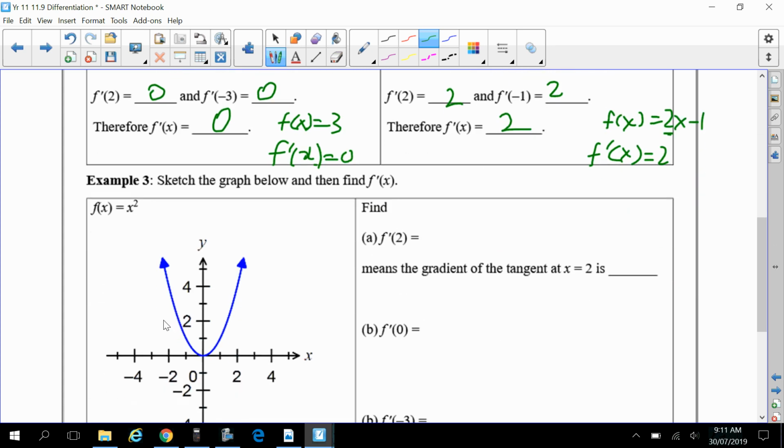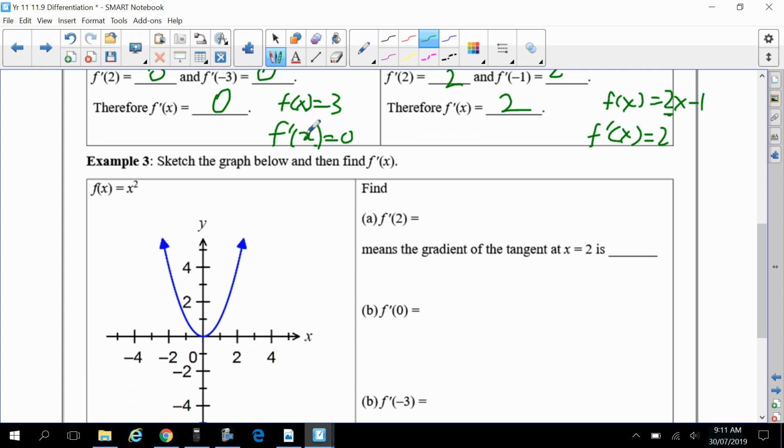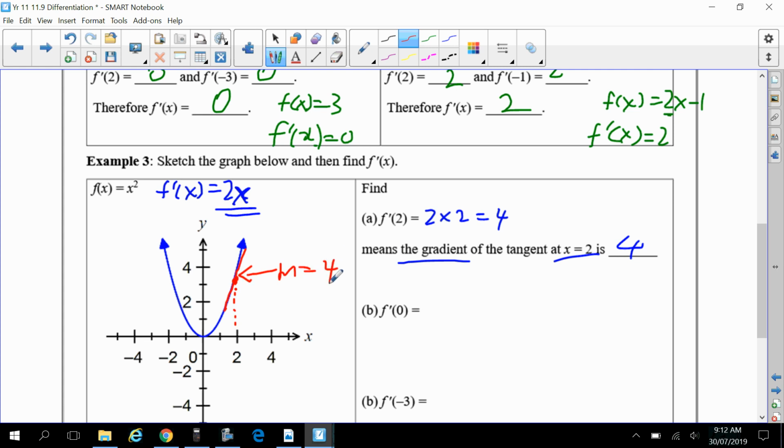Well, what if it's a parabola? We know that already, because at 2, it's just double the x value. The derivative we learned from before is that f dash of x is double the x value. Pretty easy. So this means that the gradient of the tangent at x equal to 2 is 4. So if I draw the tangent at 2, that gradient is exactly 4. That's what that means.